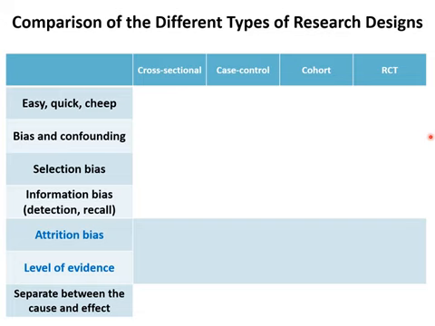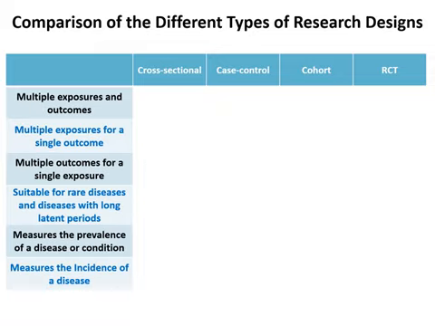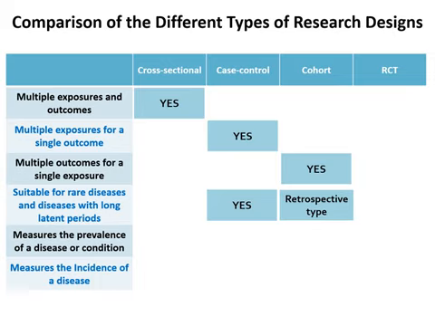Generally, I want you to know that as we go from cross-sectional to randomized clinical trial, the study will be more complicated, but with more evidence. These three types of study usually try to separate the cause and effect relationship, with the cohort being the best, followed by case control, and the weakest is the cross-sectional. The same for this part of the table. Please test your information and let me know later.